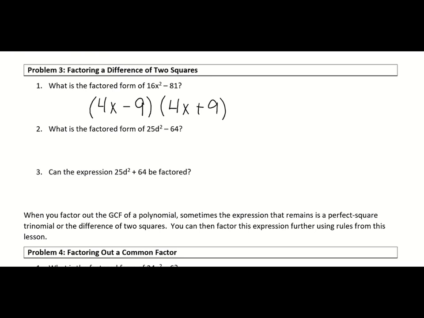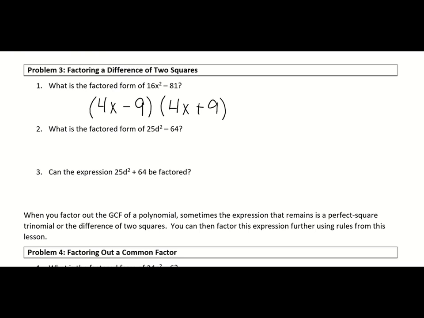So let's look at number 2. We want to factor 25d squared minus 64. I could multiply 25 and 64, get a large number, and try to figure out what multiplies to get that and also adds to 0. Or I could use the rule.